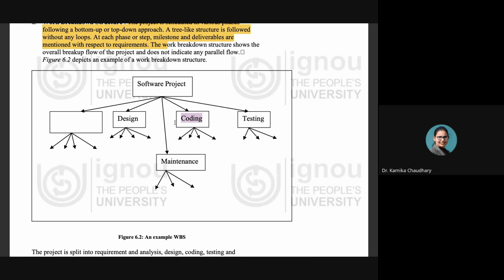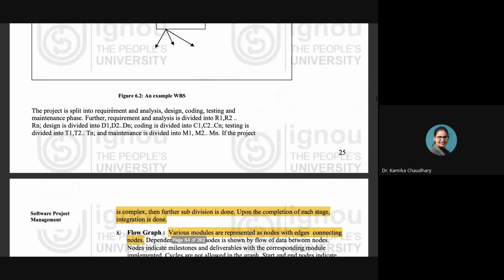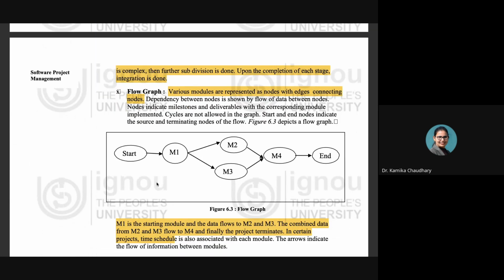Moving on further, we have another kind of scheduling technique, which is our flow graph. What we are doing in the flow graph is, first of all, we represent the modules with the help of edges and nodes. So these circles are your nodes. This is node M1, this is node M2, this is node M3, and then we have the node M4 and the last node, right? And these arrows are basically called our edges.